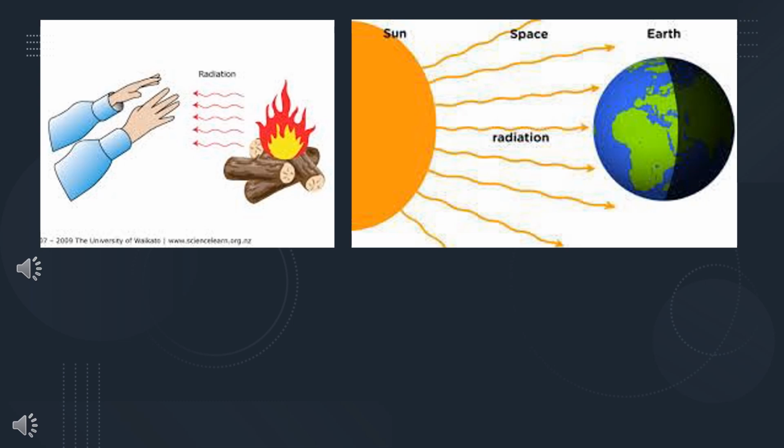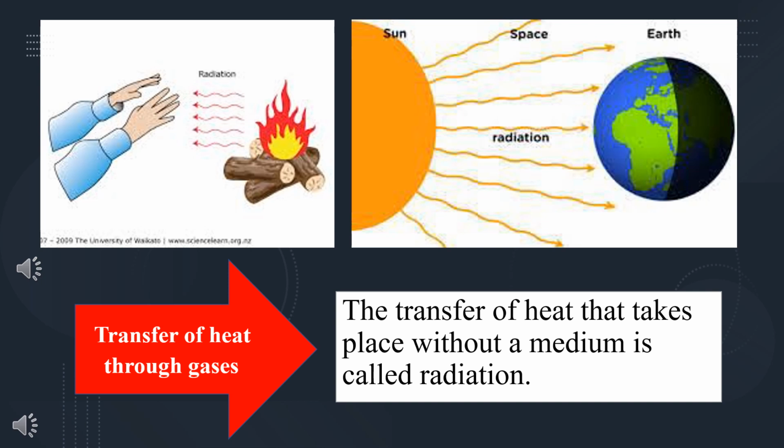In one case, on the left hand side we have the gas, which is the medium, and on the right hand side we know that the sun's rays are coming through space. So there is vacuum, right? So this transfer of heat takes place without a medium, and this mode of transfer is known as radiation. So transfer of heat that takes place without the medium is called radiation.